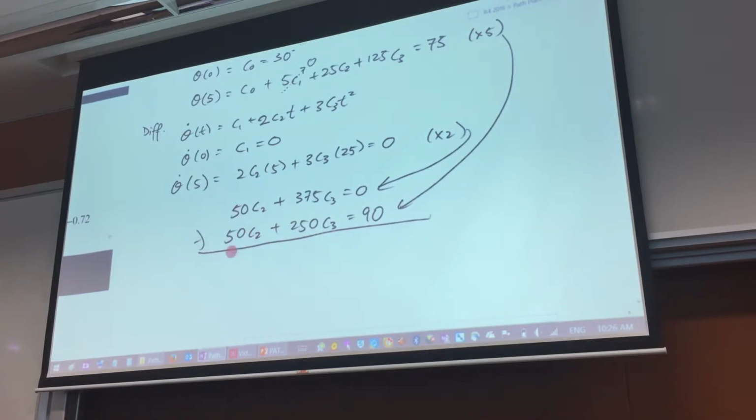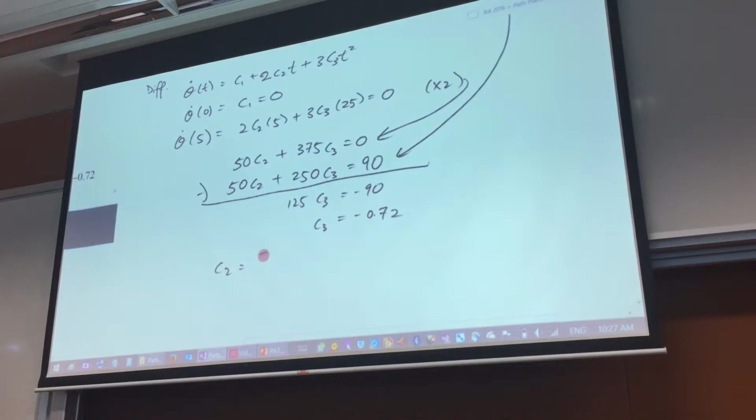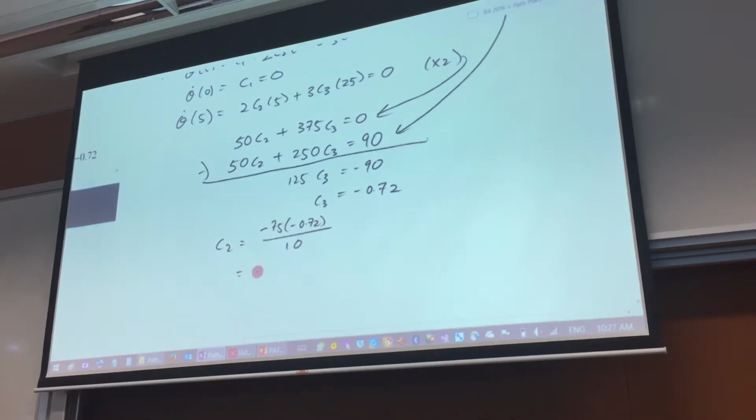C2, 50 minus 50, that will be gone. So you're left with this. That's 125 C3 minus 90. And then C3 equal to minus 0.72. So we could make use of C3 to solve for C2. Minus 75 minus 0.72 divided by 10. I get C2 as 5.4.